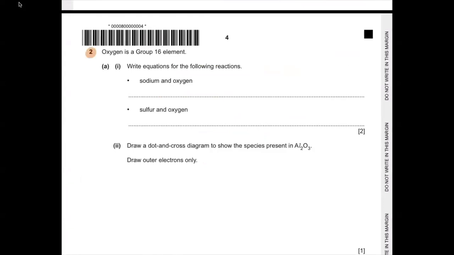Now, question number 2. Oxygen is a group 16 element. Write an equation for the following reactions: sodium and oxygen, sulfur and oxygen. If we react sodium with oxygen, it will form sodium oxide. Sodium has a +1 oxidation number, oxygen has a -2 oxidation number, so the formula is going to be Na2O. To balance the equation, you just need to put 2 over here and a half over here. The equation is balanced. Otherwise, you can put 4 before Na and 2 before Na2O. The equation would be balanced in that way as well.